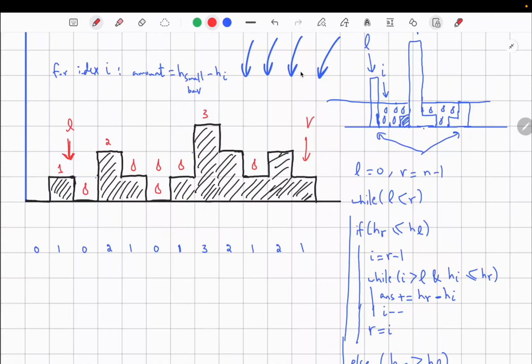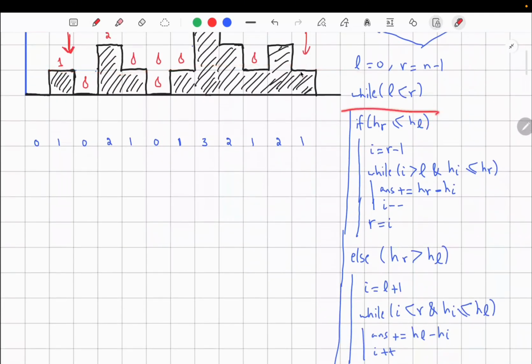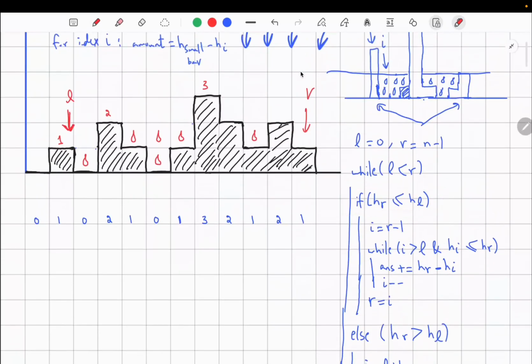So left is now here and right is now here. Now left and right have equal heights. So we draw this imaginary line, and as you can see in the algorithm, h r is less than or equal h left. So we start i equal r minus 1. So I will start from here and we will start calculating. Here at this index i, is it larger than left? Yes. But is it less than h r in height? No. So r will become here.